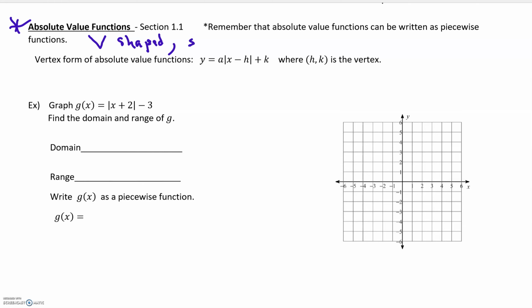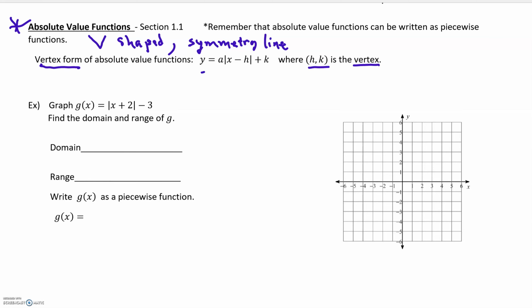They're V-shaped and they have a symmetry line that goes through the vertex. And our symmetry line is going to be a vertical line through the vertex. So all of our absolute value functions are going to open either up or down. The vertex form of the absolute value function equation is y equals a times the absolute value of x minus h plus k. (h, k) is the vertex, and we call it the vertex form of the equation because you can see the vertex from the equation.